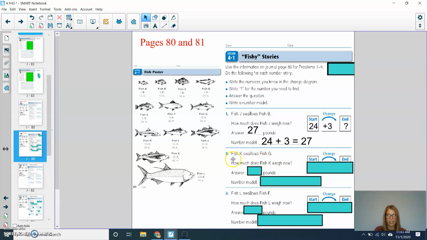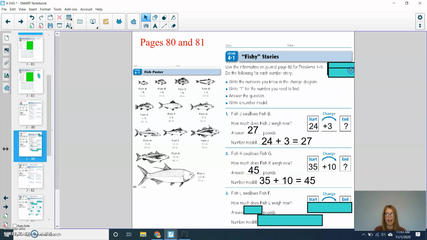All right, second graders. Fish K swallows fish G. I can see fish K weighs 35 pounds, and then I'm going to add 10 pounds. What I'm trying to solve, I'm putting my question mark. So 35 plus 10 more equals 45. So fish K now weighs 45 pounds. And if I'm going too fast, pause as often as needed.